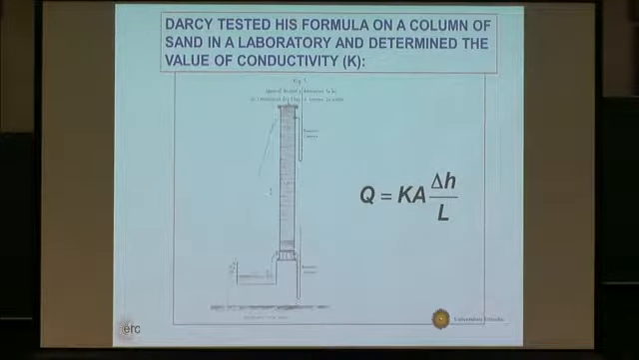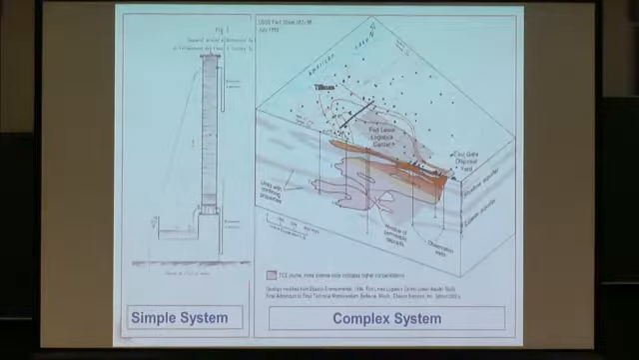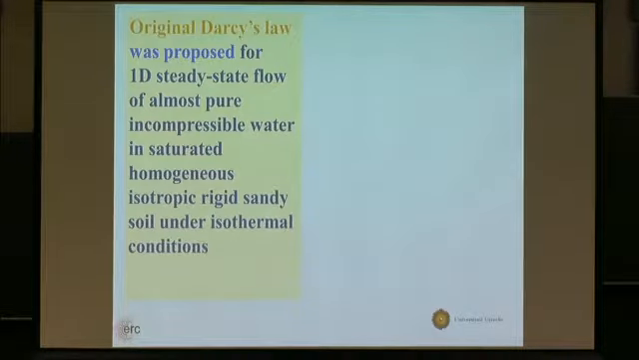This is sand. It was homogeneous, non-deformable sand, isotropic, and then he put this water difference in hydraulic head between the two sides, and he measured the flow rate, and it was linear. So from such a simple system, it's now being applied to whatever system you can even think of. And you would say, well, Darcy's law was for one steady state flow of almost pure incompressible water in saturated, homogeneous, isotropic, rigid, sandy soil under isothermal conditions. And this is the equation if you write it in terms of hydraulic head.